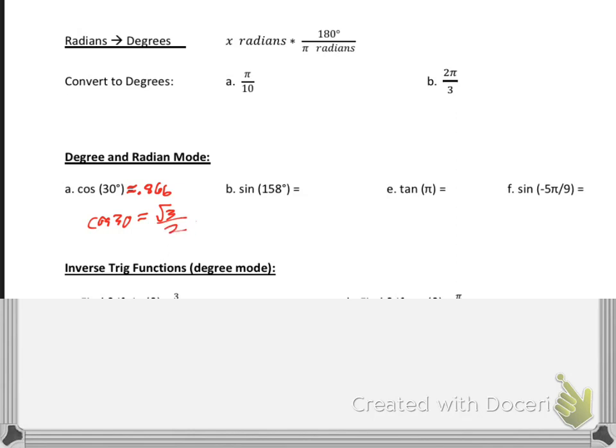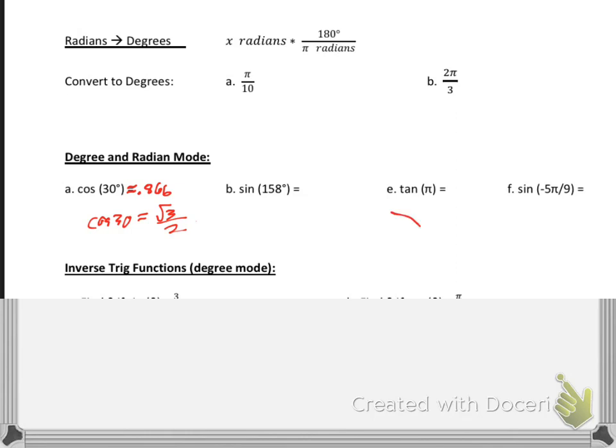Okay. And then sine of 158. When we get to it, we're going to start talking about cosine and sine being like heights and widths within the unit circle. We kind of started to hint at that before. Just make sure your mode is correct. That's all that this is there for. There's nothing much to do.